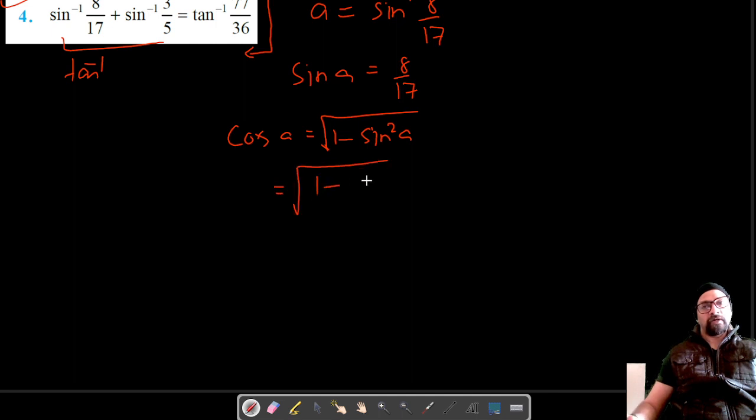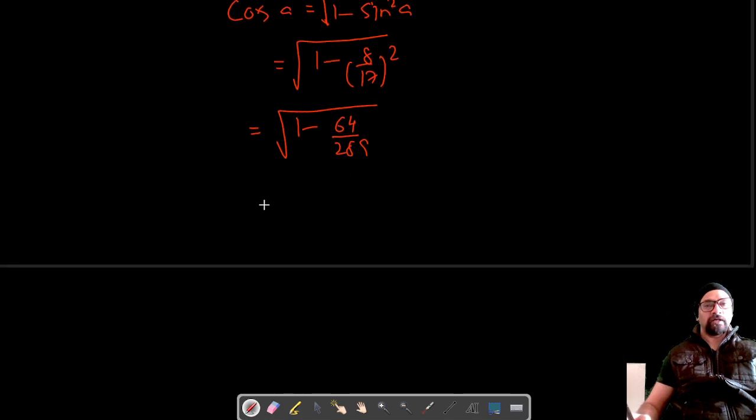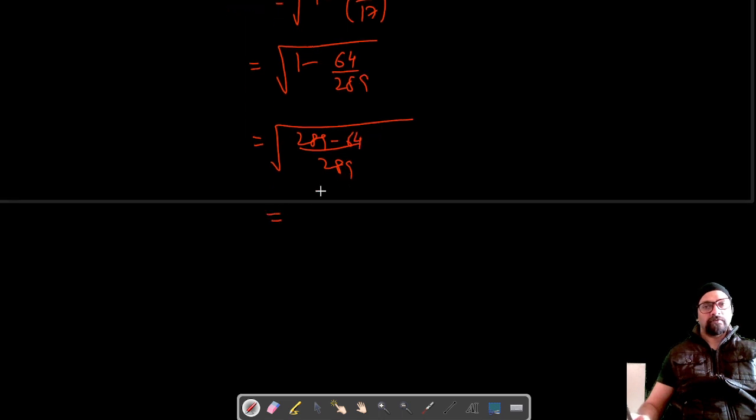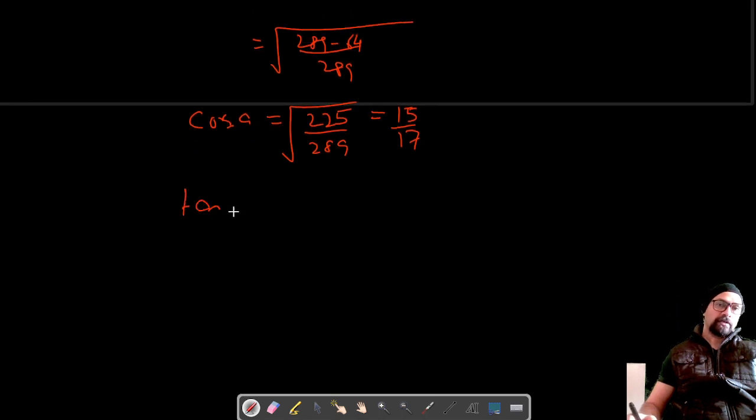and this gives me 1 minus 8 by 17 the whole square. So this is now 1 minus 64 by 17 square, which is 289. So this is 289 minus 64 upon 289, which is 225 by 289, which is equal to 15 by 17. So our cos A here is 15 by 17, and we need to get tan A.